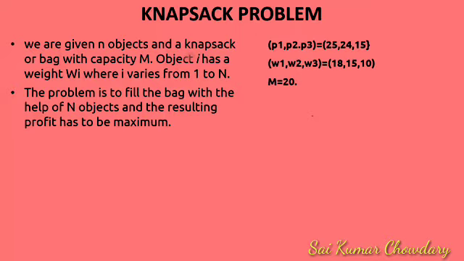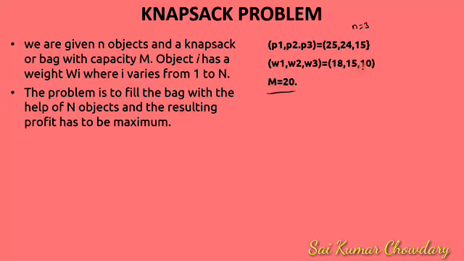Let us consider there are 3 objects, P1, P2, P3, those are profits of objects. So initially we have 3 objects, and profit of the first object is 25, weight of the first object is 18. Like this P2, W2 are there, P3, W3. And here M is given, M is 20, that means the capacity of the bag. That means the knapsack has weight maximum of 20. Let us suppose it is 20 kgs.